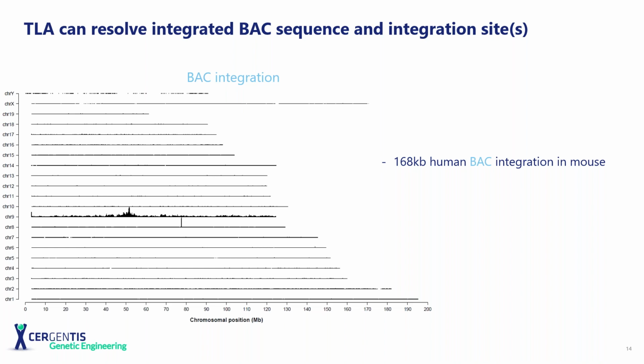With TLA, we can look at any type of integration on a single nucleotide level. So BAC integrations as well. For example, here you can see a human BAC integrated in a mouse genome. We identified the integration sites on chromosome 9.